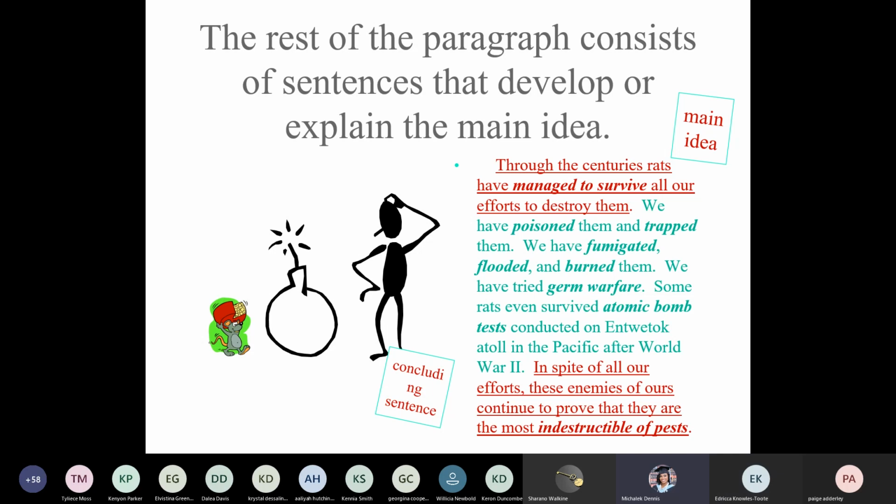Okay, if they're saying rats managed to survive after all the efforts to destroy them, then after this topic sentence, you know they are going to explain to you the different ways they tried to kill them, but yet the rats still survived. Okay, now let's look at the last sentence. In spite of all of our efforts, these enemies of ours continue to prove that they are the most indestructible of pests. What do we call the last sentence in this paragraph, students?